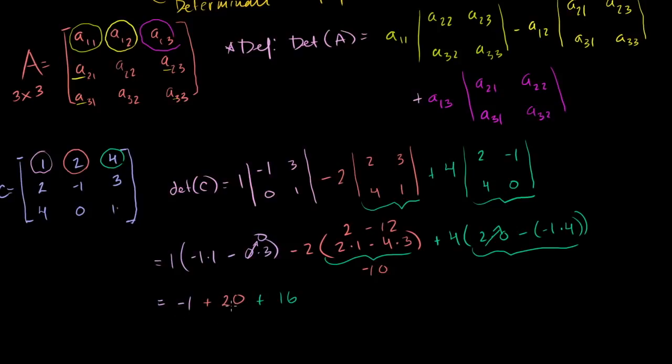And what do we get when we add this up? We get 20 plus 16 minus 1. It is equal to 35. And we're done. We found the determinant of our 3 by 3 matrix. Not too bad. So that is equal to the determinant of C. The fact that this isn't 0 tells you that C is invertible. So we know that C is invertible. In the next video, we'll try to extend this to n by n square matrices.